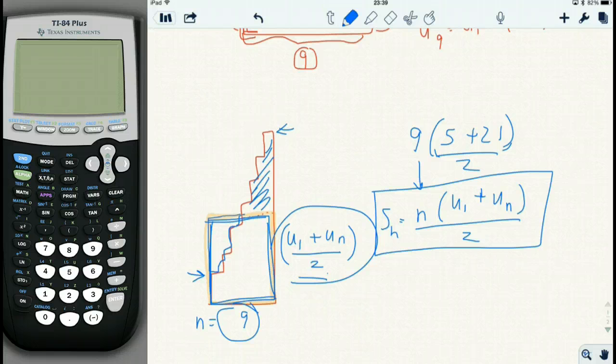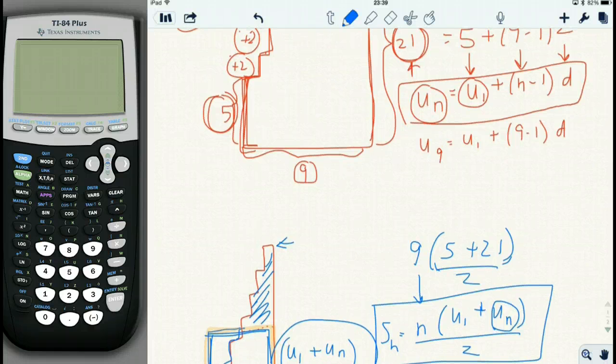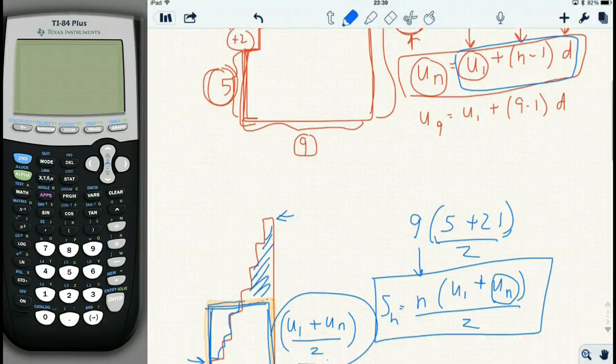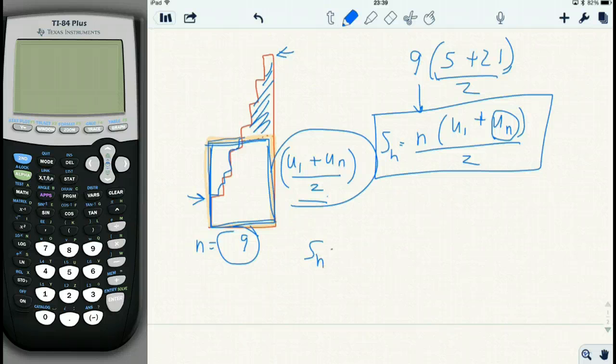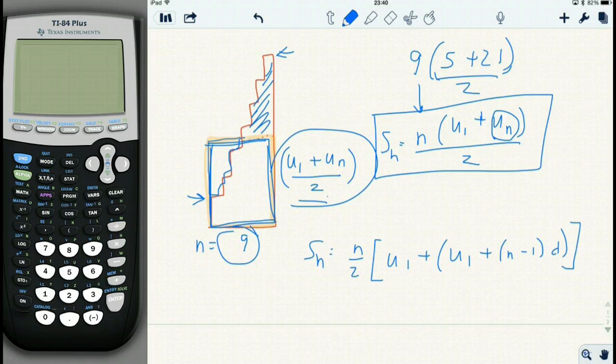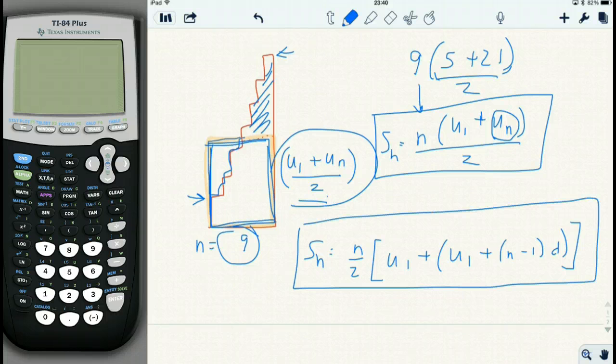Now what if you didn't know the right side? What if you didn't know un? What could you do then? Well, you have a formula that tells you un if you know the left side and the step size. So you could make a new formula, and your new formula would have n over 2, and then inside you have u1, and then instead of putting un, you put an expression which is the same as un, which is u1 plus (n minus 1) times d, the formula we got above. So to find the series sum, you use this equation in case you don't know un, and you use the other equation if you do know un.